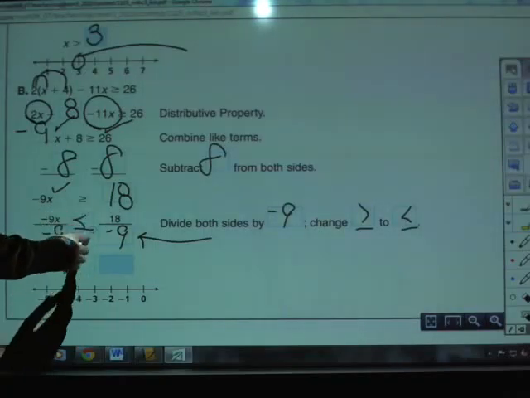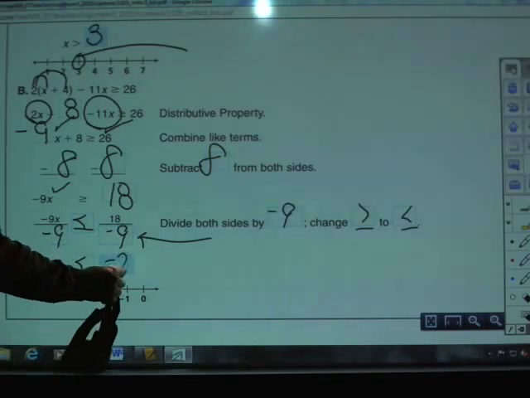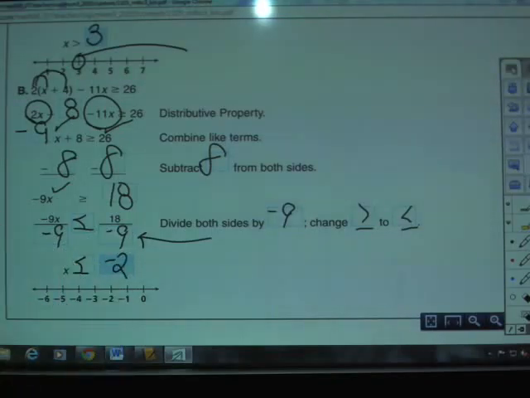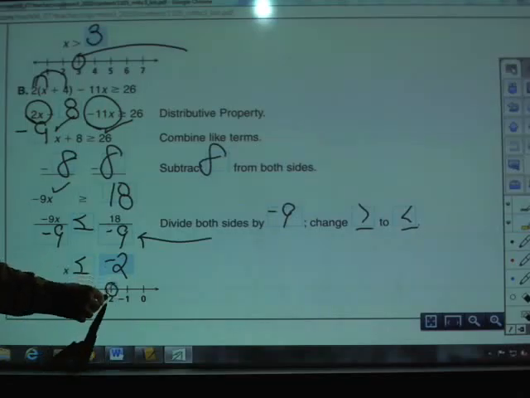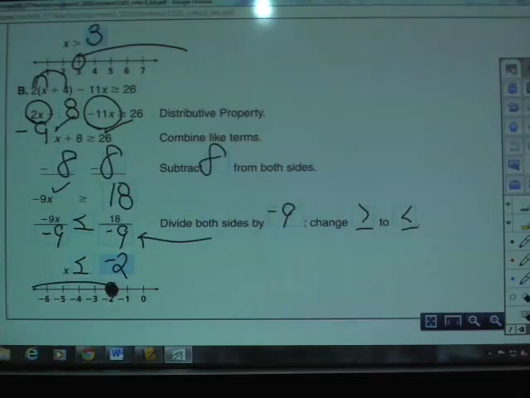So we end up with x is less than or equal to negative 2. That's me placing a closed dot on negative 2, and my shading taking me to the left. Same way the inequality sign points is the way the shading occurs. The numbers that are less than negative 2 are negative 3, negative 4, negative 5, negative 6. That happens to be in the region I shaded.